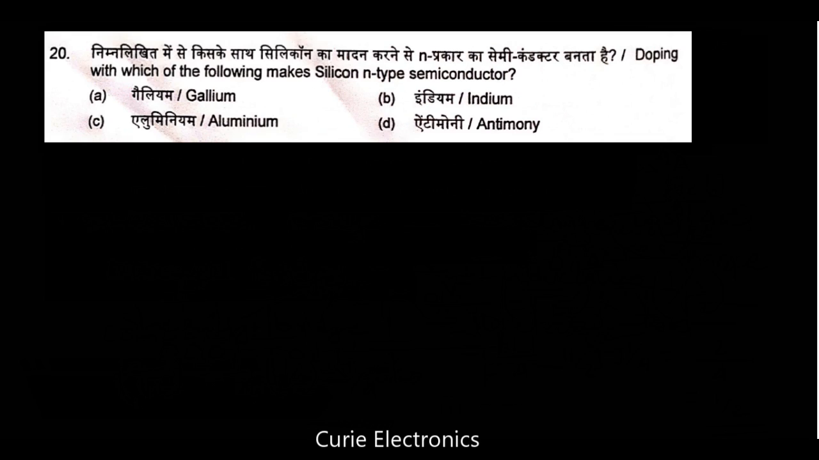Question number 20. Which of the following makes silicon an N-type semiconductor? That means we have silicon and we want an N-type semiconductor, so we have to add a pentavalent impurity. This will give an N-type semiconductor.